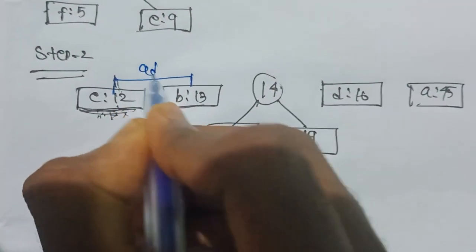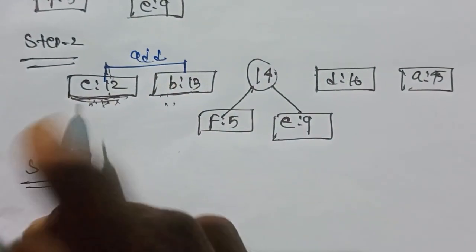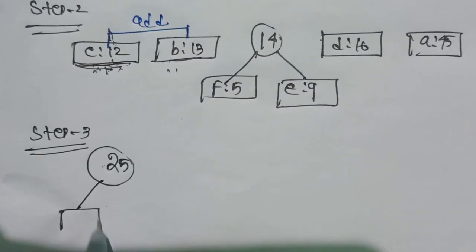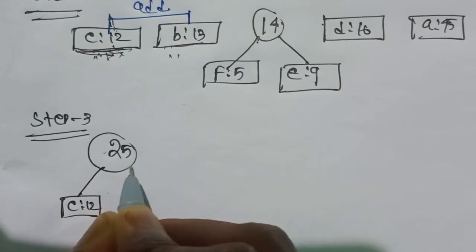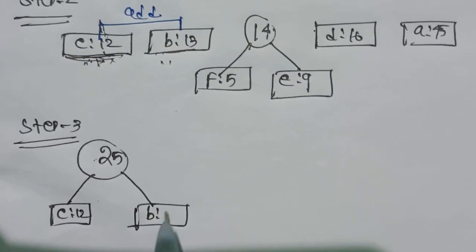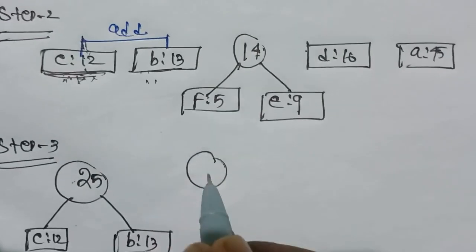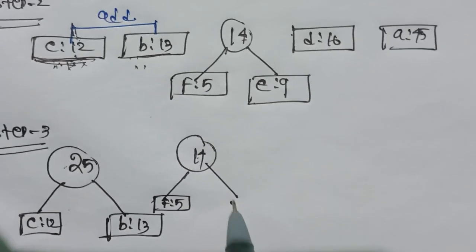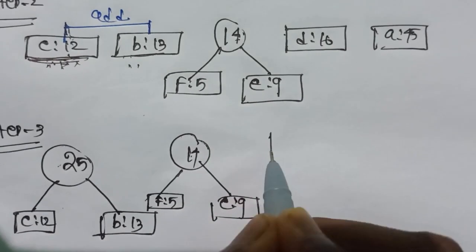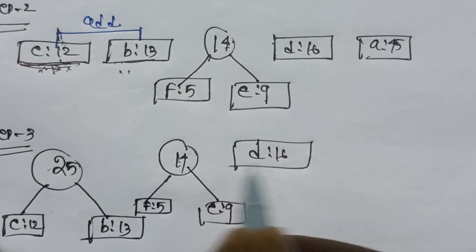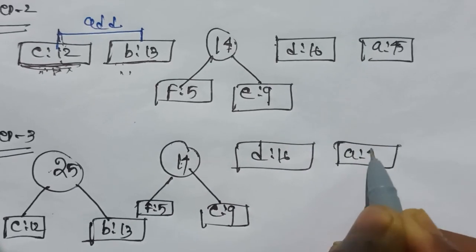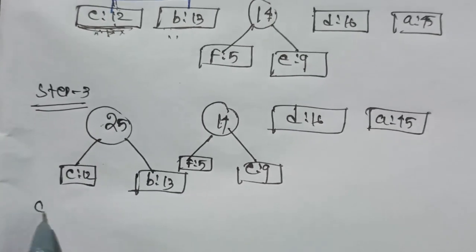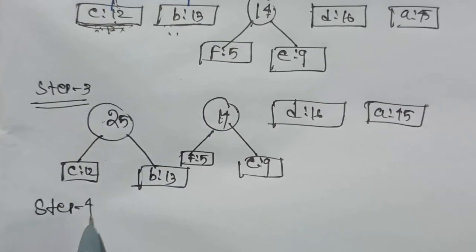Okay. Clear? So what will the result be? 25 here, C12 and here B13. Clear? Then 14 will come in the same position: F5, E9, then D16, then A45. Clear or not? Okay. So now step number 4.